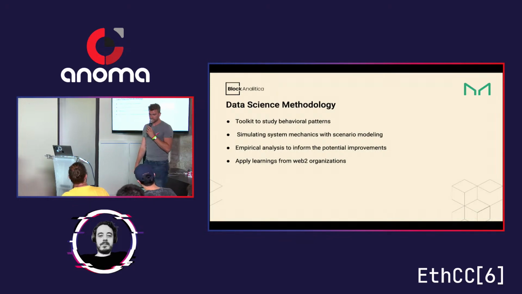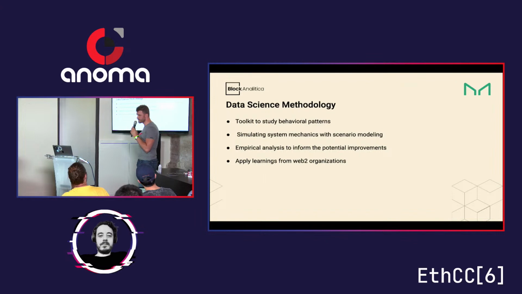Data science methodology is basically a methodological toolkit that can enable us to study behavioral patterns to optimize token-based systems, and this can be done either before the launch or after the launch. Before the launch, as was mentioned before, it is often very important to simulate system mechanics with different scenario modeling. That means also testing the user behavior assumptions and the market dynamics.